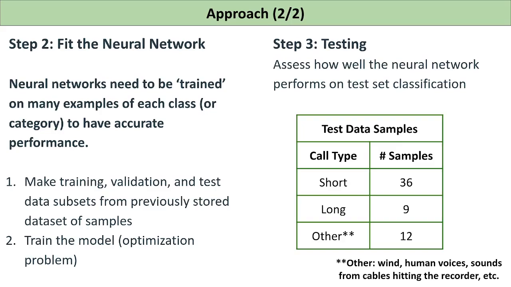To train the 5-layer convolutional neural network model used, samples were sorted into categories for training, validation, and testing. The model was then trained and validated using the former two data subsets. This step is essentially a statistical optimization problem. The next step was to test the neural network and see how well it would perform on the testing data set. There were 57 total samples used for testing, with 36 short calls, 12 other noises, and only 9 long calls.